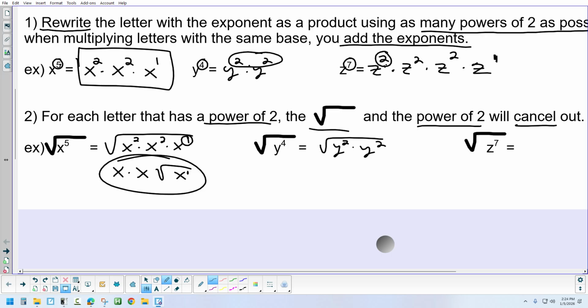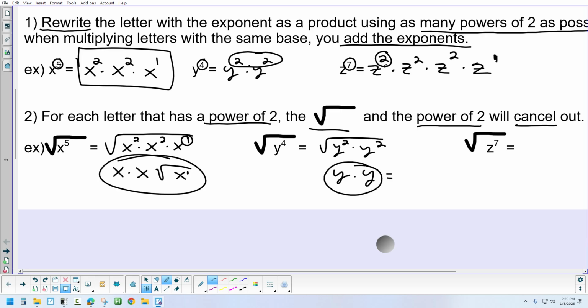Yes. So the square root and the 2 cancel, and what are you left with? Y. Just a y. Does the second letter have a 2 on it? Yes. Then the square root and the 2 cancel, and what are you left with? A y. Now, one thing we can do is combine those together.